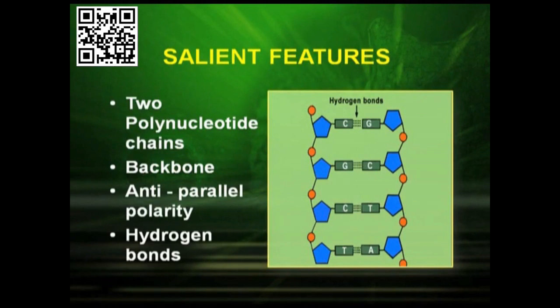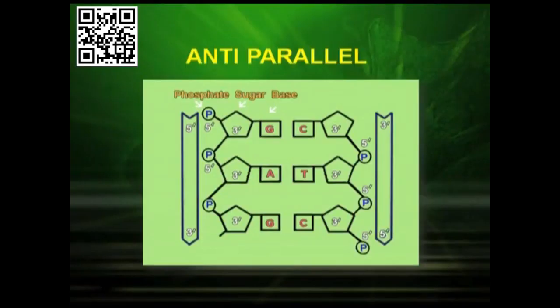There is a difference in the hydrogen bonds between AT and GC. As you can clearly see in the picture, between A and T there is a double bond and between G and C there is a triple bond. So the following diagram shows the anti-parallel features of the DNA, 5' to 3' and from 3' to 5'.